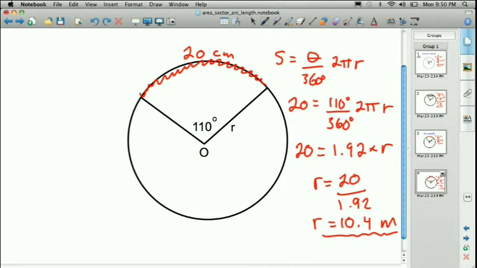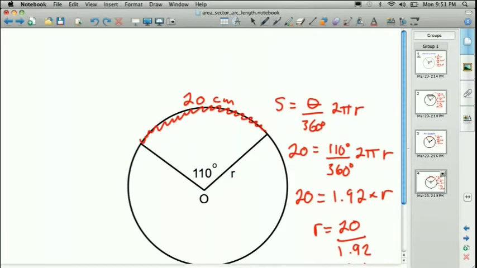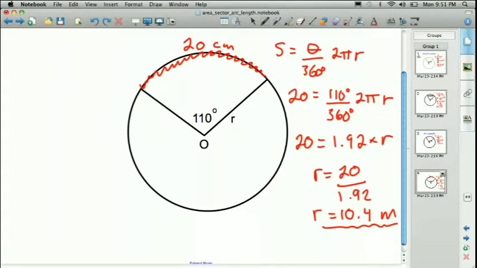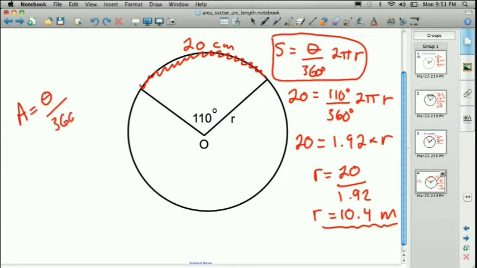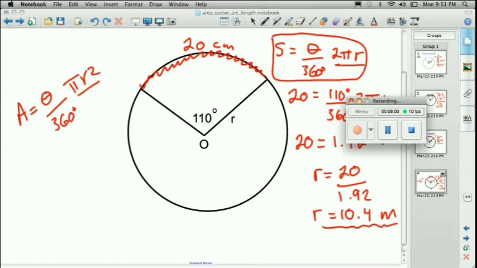Okay, so these are two questions of that kind. In the case where arc length is given and we are going to find out r or theta, suppose here are the three quantities, arc length, theta and radius. If two are given, the third we can easily find out by using this formula of arc length, s is equal to theta upon 360 into 2 pi r.